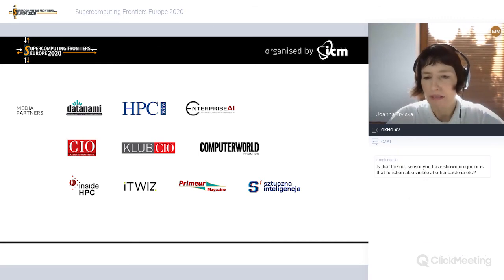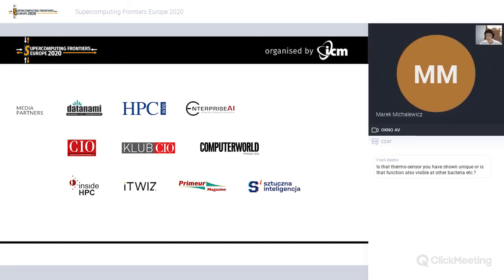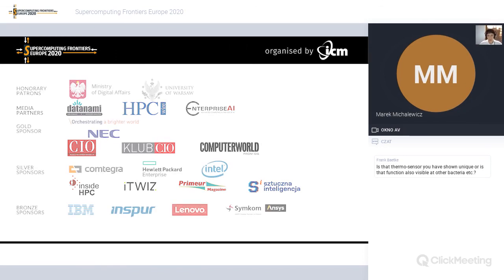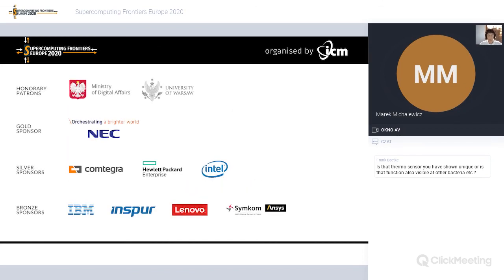Another question I might have: is the thermosensor you have shown unique, or is that function also visible in other bacteria? This thermosensor I have shown is unique for Salmonella, but there are also other different sequences in different kinds of bacteria. I'm not sure if this answered.